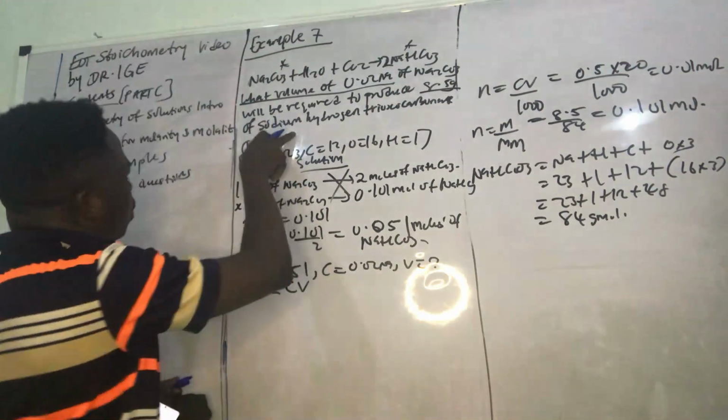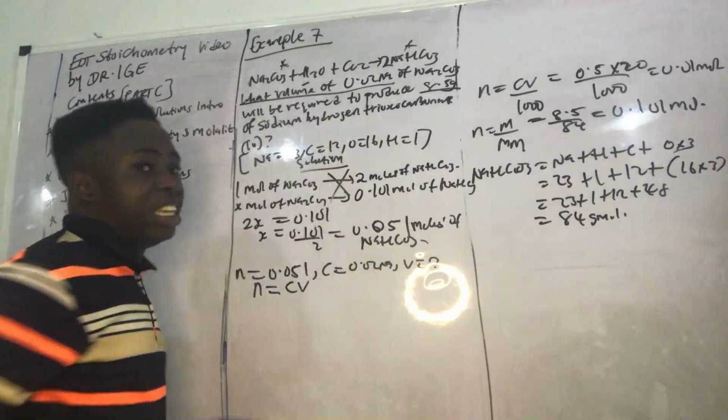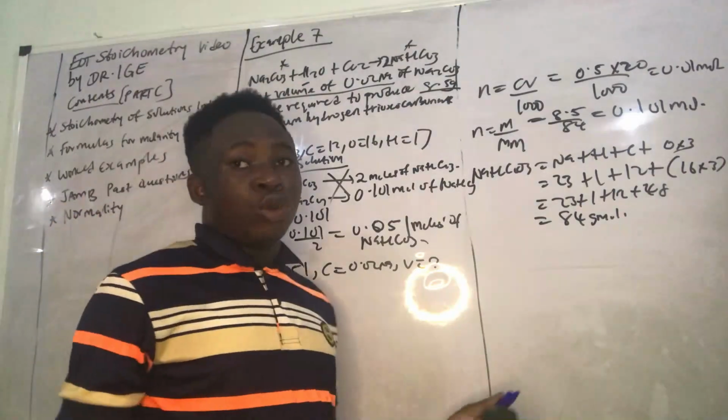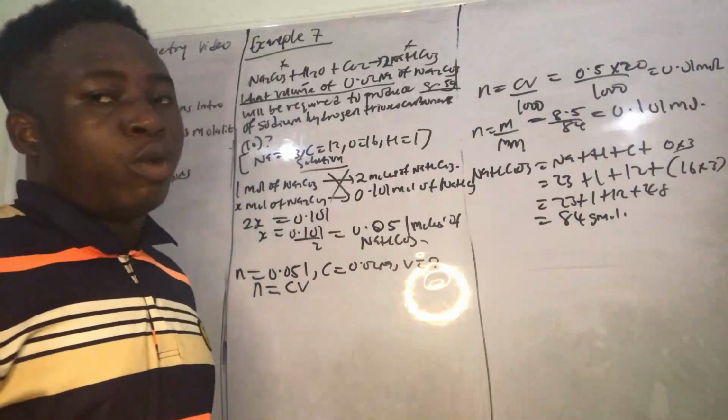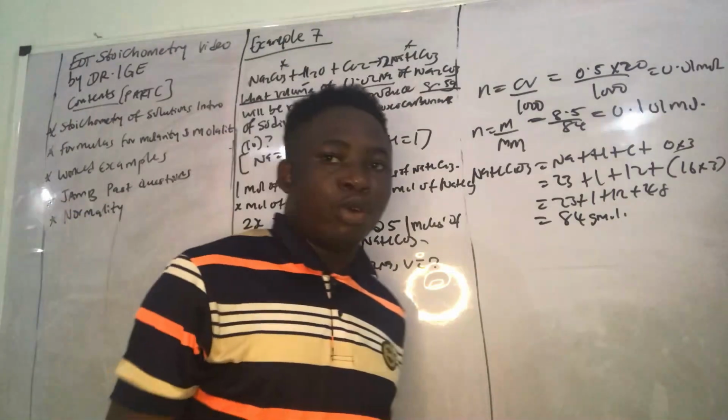But now in this question, they did not specify if we look for volume in cm³ or dm³. So let's just go with dm³. Now in this kind of question, how do you know which one we should use? How do you know the volume we should look for? Is it volume in cm³ or volume in dm³?